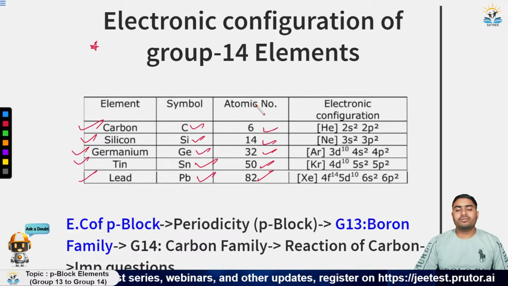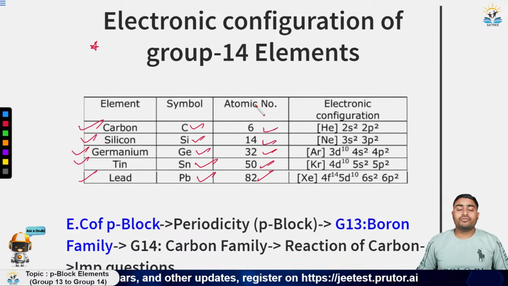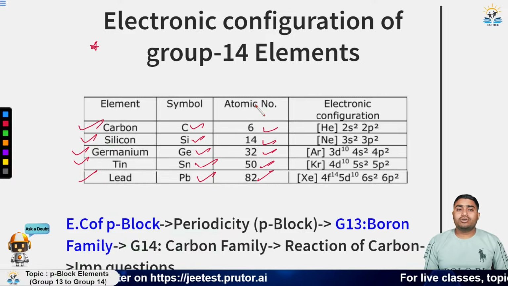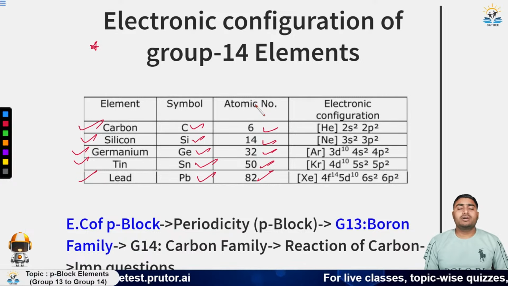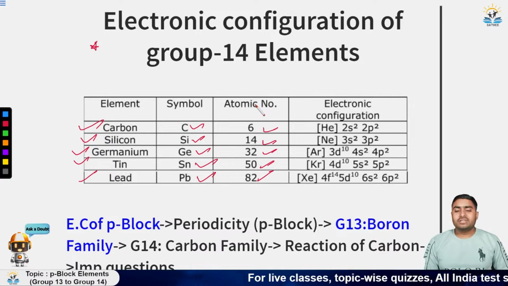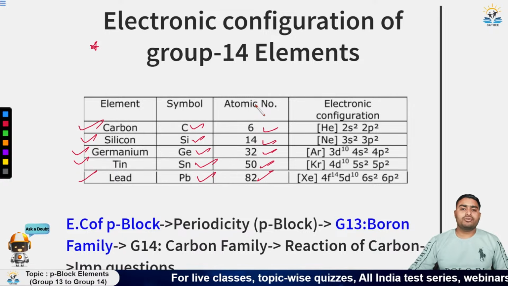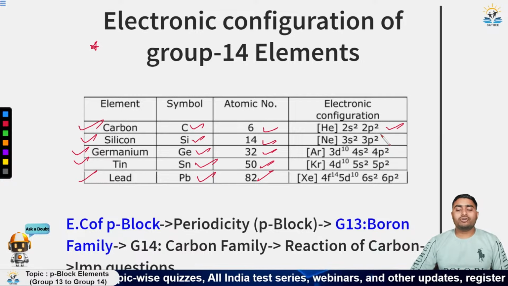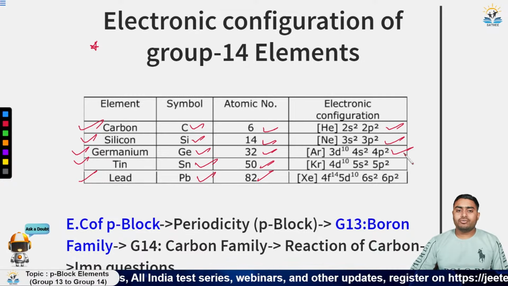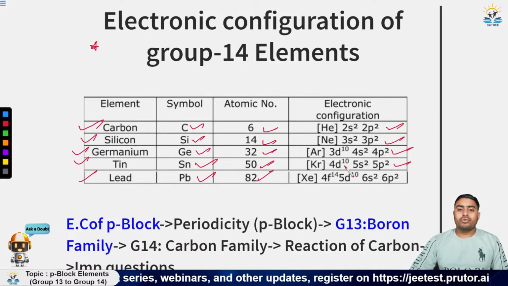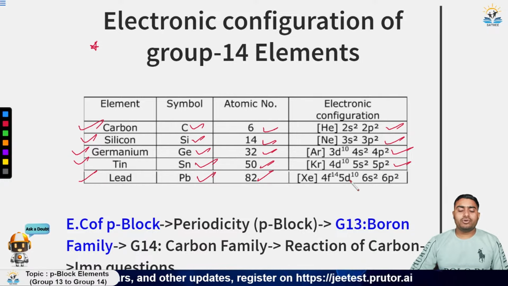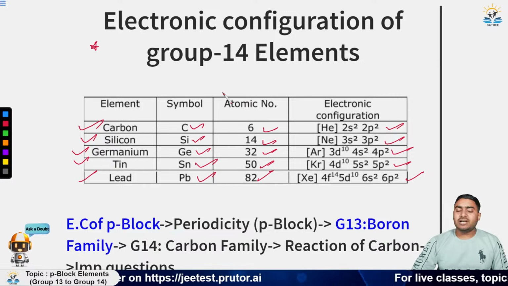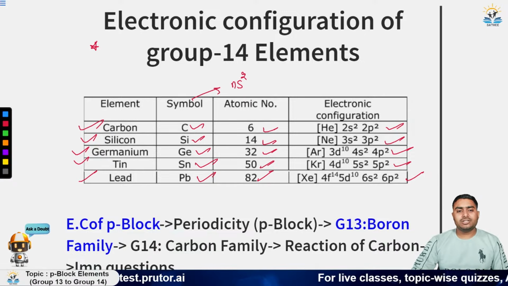What will be the electronic configuration? If you write the electronic configuration according to the rules that we already discussed in structure of atom, that means Aufbau principle, Hund's rule and Pauli's exclusion principle, you can see the electronic configuration will be 2s2 2p2 for carbon, right? I am discussing only the last shell electronic configuration. 3s2 3p2 for silicon, 4s2 4p2 for germanium, 4d10 5s2 5p2 for tin, and 4f14 5d10 6s2 6p2 for lead. That means the general electronic configuration for the carbon family is ns2 np2.